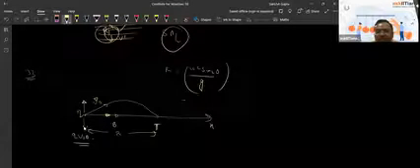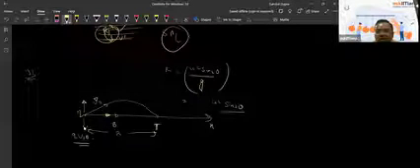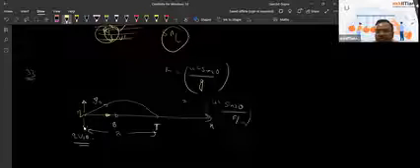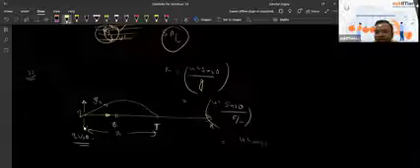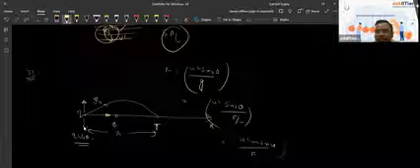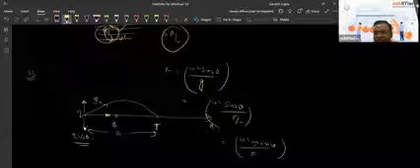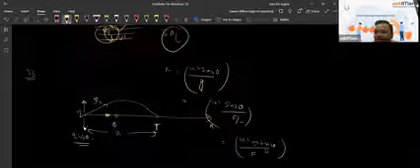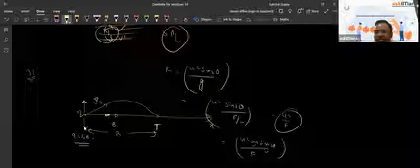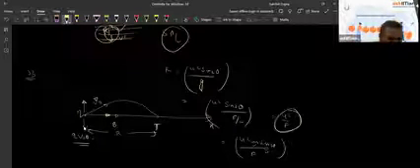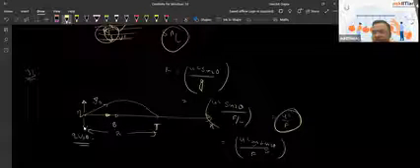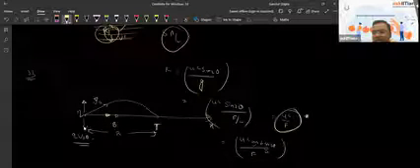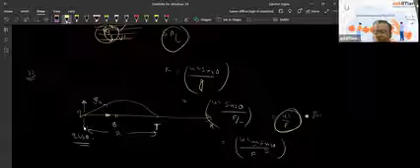See, u square sine 2 theta divided by g is F upon m. So u square m sine 2 theta divided by F. See, m is constant, sine 2 theta is constant. So u square by F, this value should remain unchanged. So if we increase the speed by root 2 V naught, root 2 V naught.